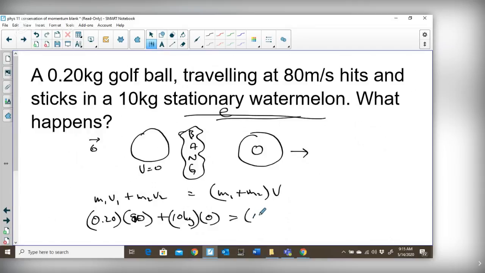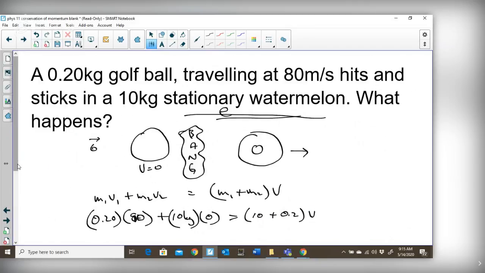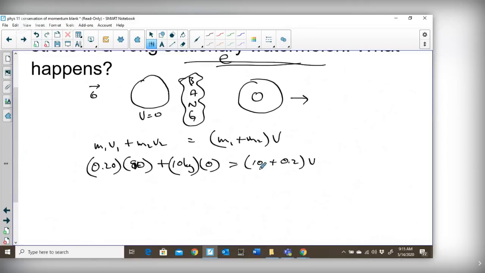All right, so then we have our 10 plus our 0.2, doesn't matter which direction we add these things, times the velocity. Now, the 0.2 of the golf ball is small compared to this, but we'll still include it. So 0.2 times 80 is equal to 16. This is equal to 0. So over on this side, we have 16, and this is 10.2 times our velocity. So we go 16 divided by our 10.2, and that's equal to 1.6.